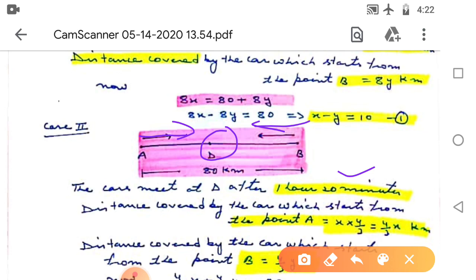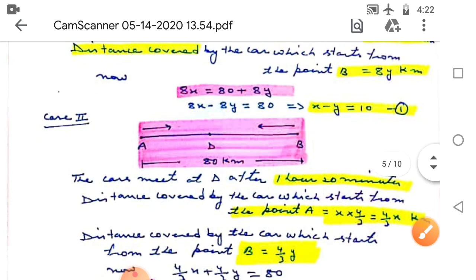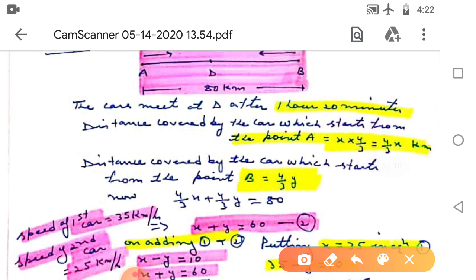Now distance covered by car A in 1 hour 20 minutes, that is x into 4 by 3, that is 4 by 3 x. 1 hour 20 minutes, when you convert into hours it becomes 4 by 3 hours, right? Okay, now the distance covered by car B in 1 hour 20 minutes, that is 4 by 3 hours, is 4 by 3y.